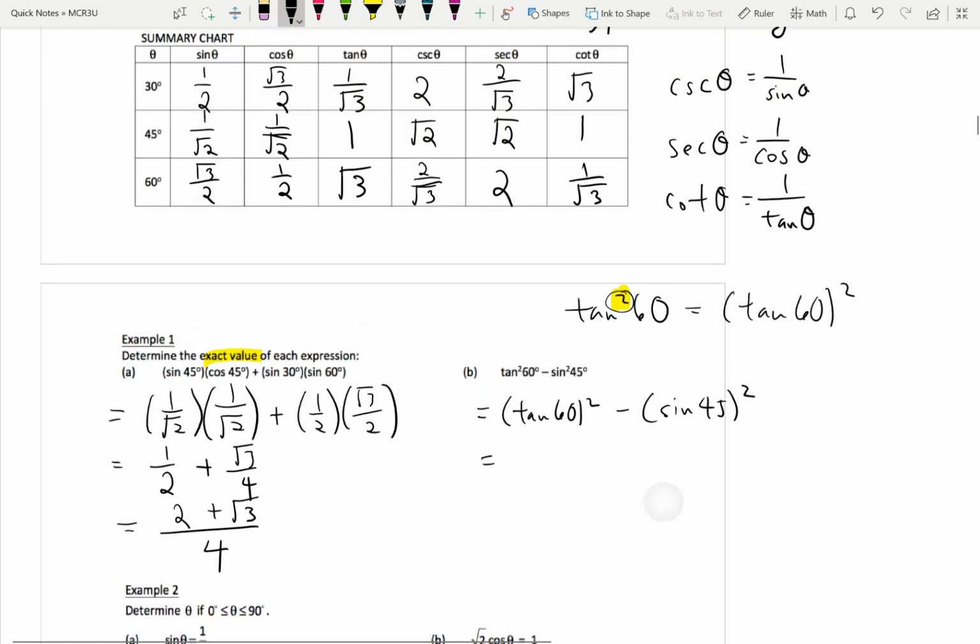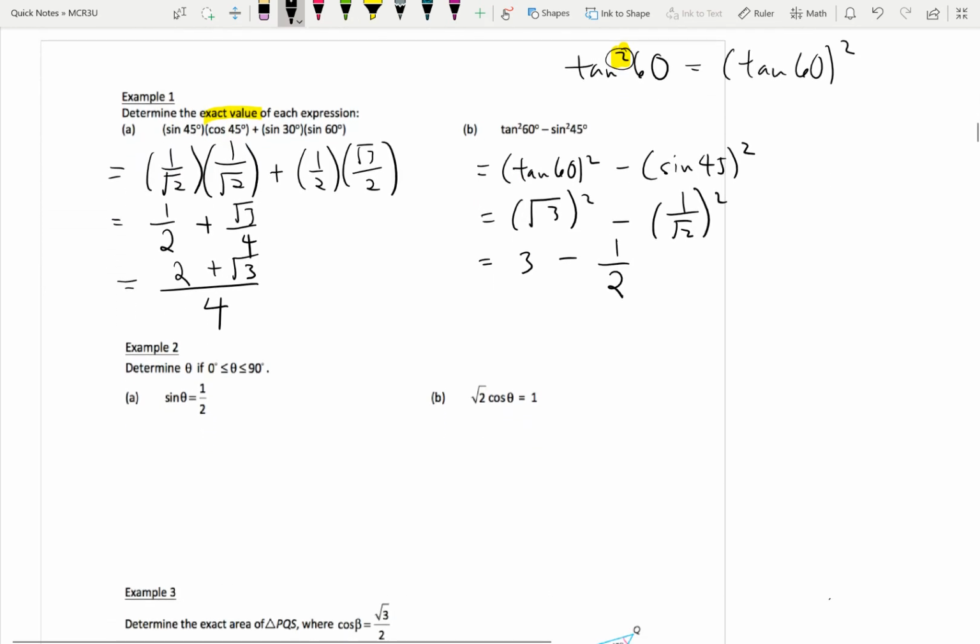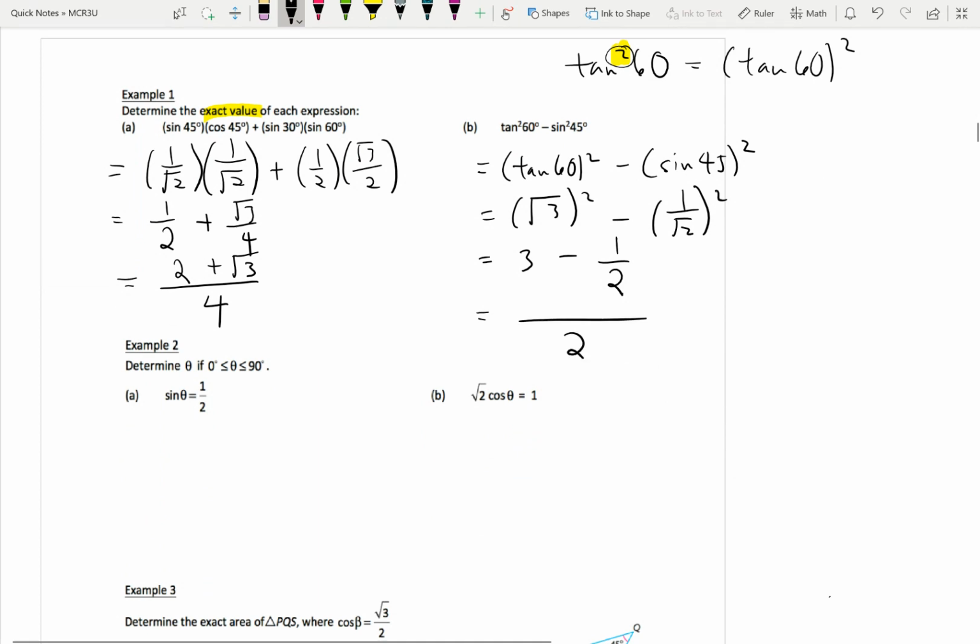And tan 60 is going to give me root 3, so I can square that. And sine 45 is 1 over root 2, so that is also squared. So when I square a square root, I know that it gives exactly what's inside the radicand, and 1 over root 2 squared is going to be 1 over 2. Okay, so that means with a common denominator, I got 6 minus 1, so that is 5 over 2.